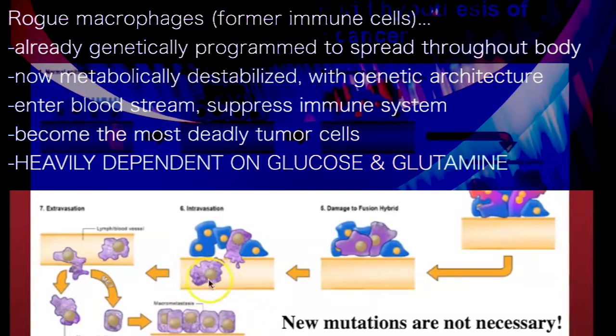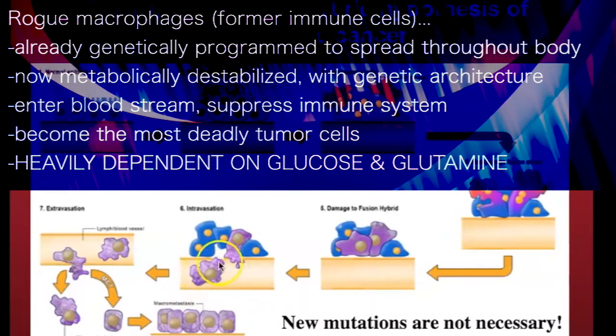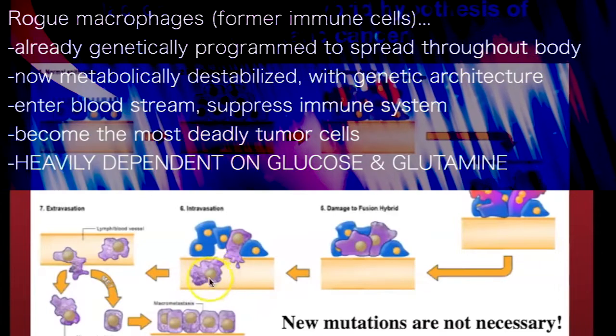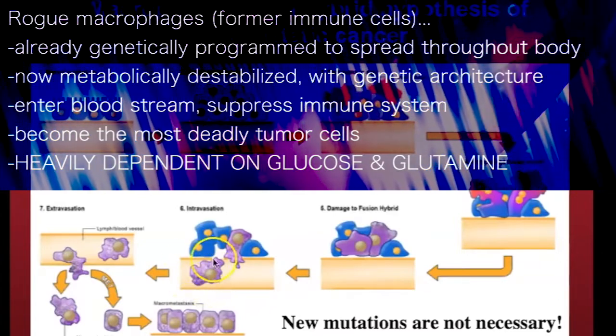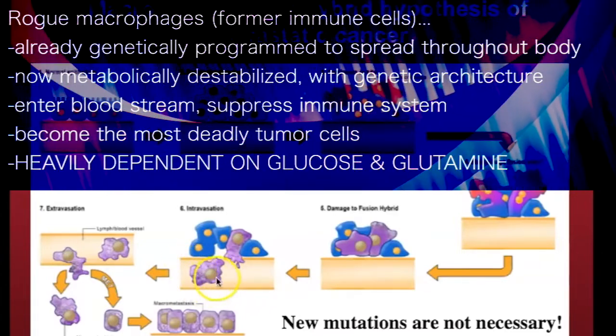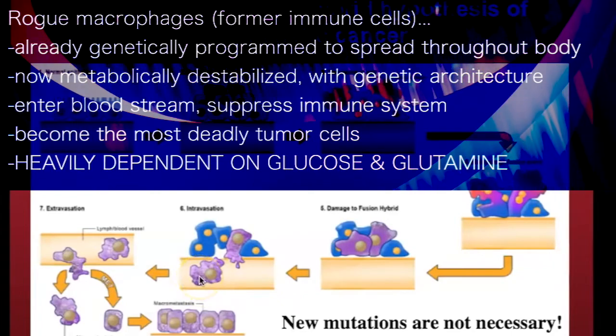And they are heavily dependent on glutamine and glucose for their survival. So, recognizing that all cancer cells require glutamine and glucose, especially the metastatic cells.